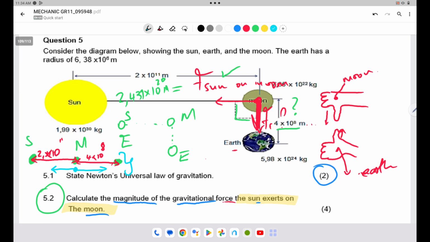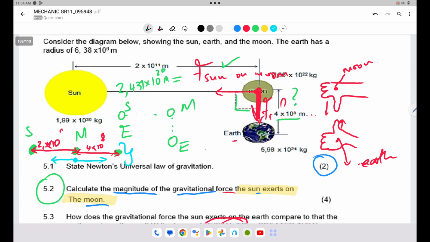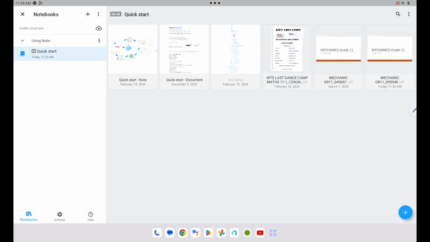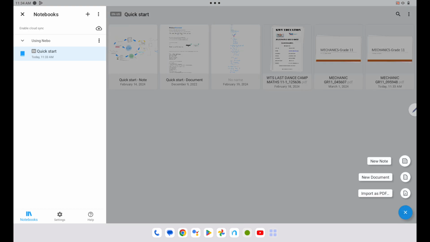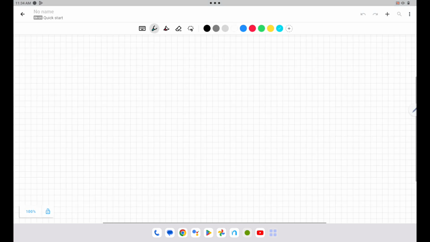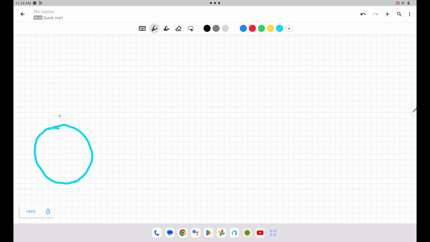But I want us to talk about something interesting, and I think I'm gonna need a clean sheet for this. So I want us to just consider an object which is on the Earth's surface. I'm just gonna draw this object. This is the Earth. And then let us say the object is a person. And let us say the person has a mass of 80 kilogram.